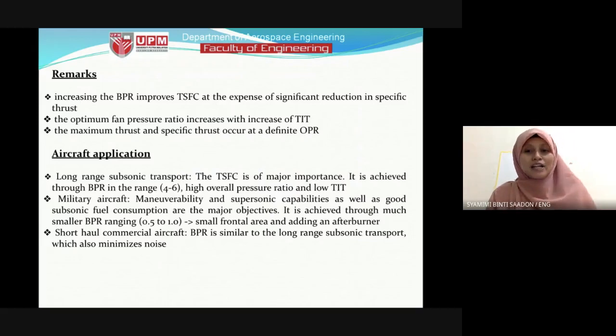So this is at the expense of significant reduction in specific thrust, because the specific thrust is thrust over the mass flow rate of the air intake.